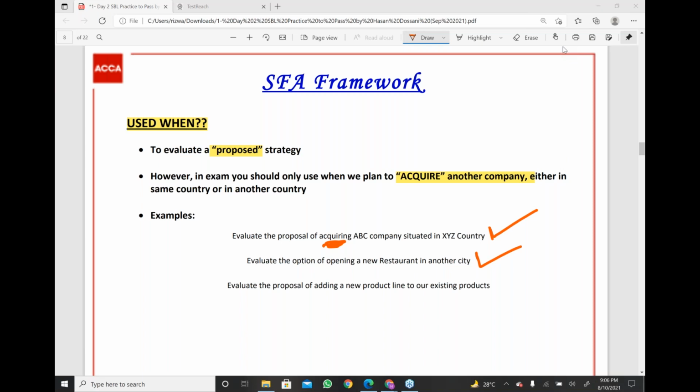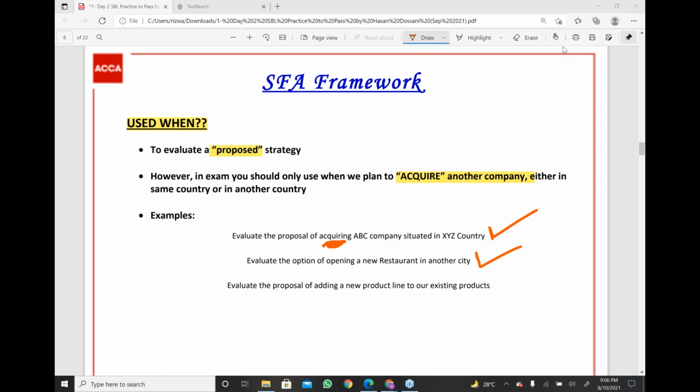So now the question is, if we don't use SFA for these two, then what do we do instead of SFA? Well, you can talk about the pros and cons, right? So for example, if I want to open a new restaurant in another city, there will be some pros, obviously. There will be some risk or downsides, cons. There will be some financial analysis. We will look at the NPV, IRR, correct? We will need to look at our own internal expertise, whether we have the manpower, the funds, and the technology required.